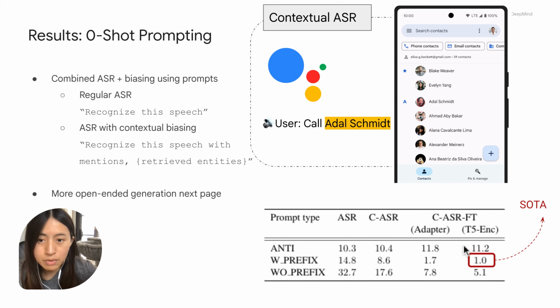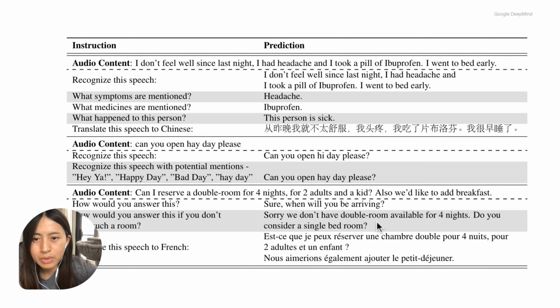If we further do the fine-tuning of our model, you can see that for this case, we achieve the state-of-the-art in this ACL biasing dataset. And besides the contextual ASR, our model is able to do more open-ended generation tasks. So for example, if we have the audio content here, we show the model is able to react in different ways given different instructions in the previous demo, or it can also do the biasing.